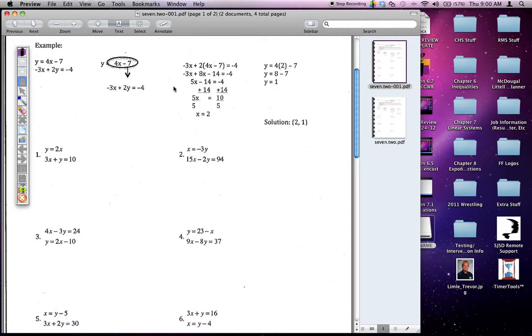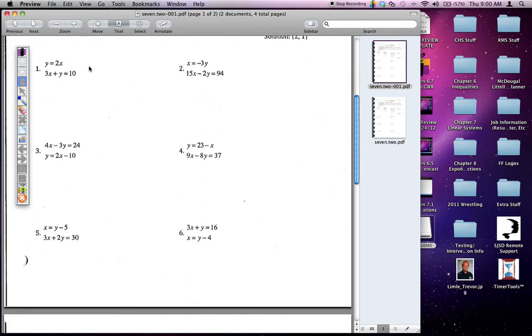So let's start with the first example. Notice you have an example up top which you can look off of. Remember, this is the end result we're looking for: a solution, which is a coordinate with an x value and a y value. Let's jump into number 1.